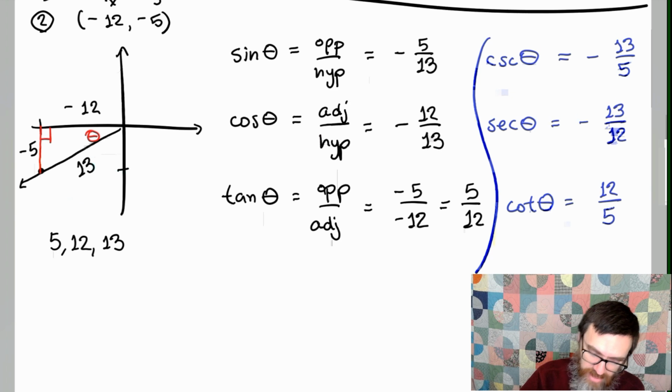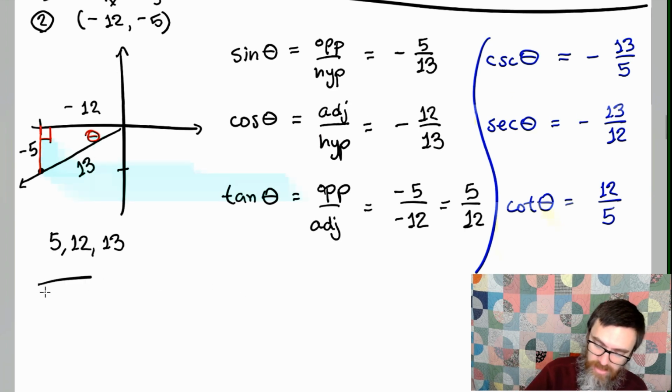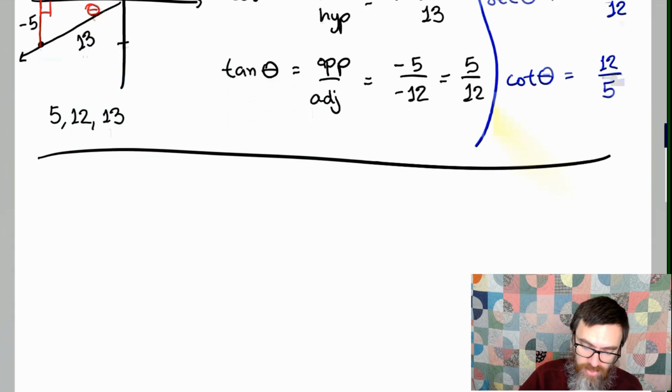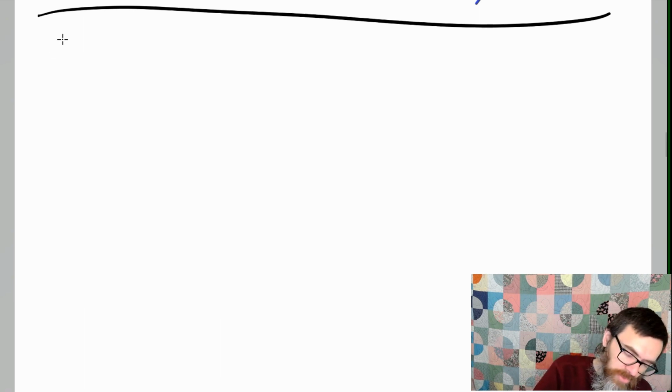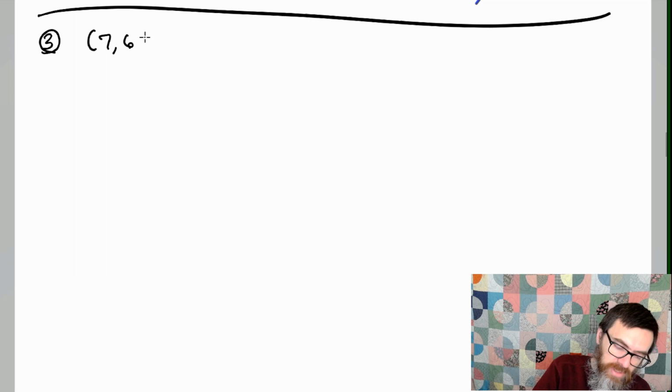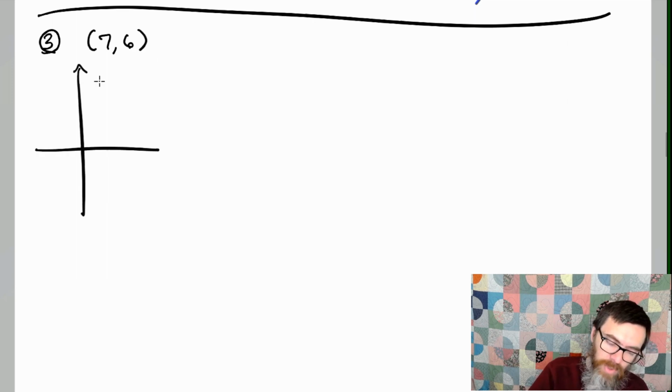All right, let's look at number 3. So number 3, we're going through the ordered pair 7, 6. Again, draw a quick little diagram. X is 7, Y is 6, so something like this.